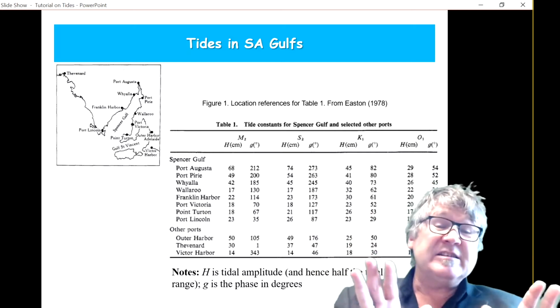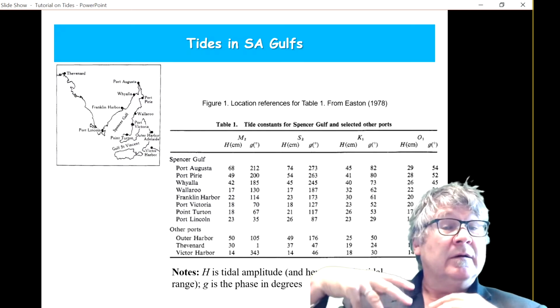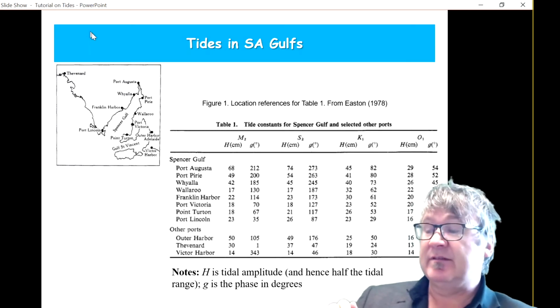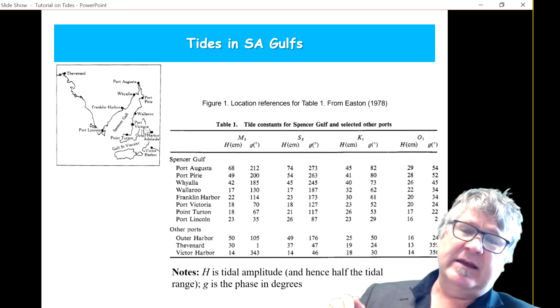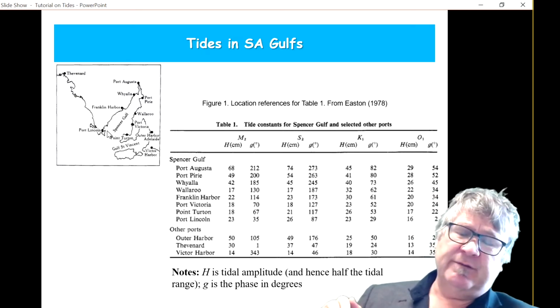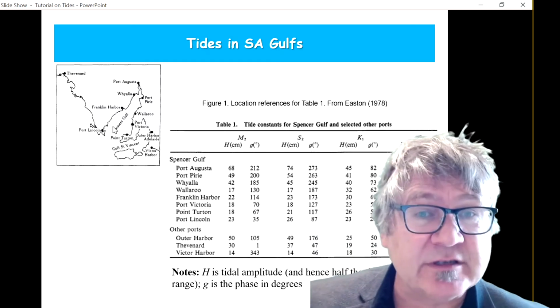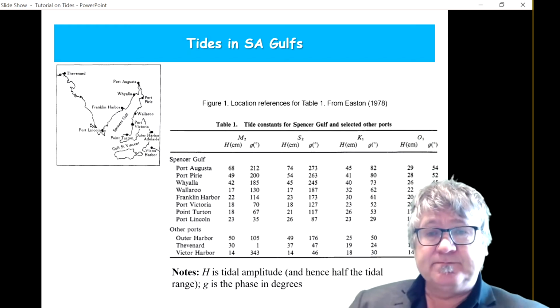So now this is the last bit, and we come back to this table. South Australian Gulfs, different locations. We focus on Spencer Gulf. Spencer Gulf is here. It's about something like 300 kilometers long, maybe 30, 40 kilometers across. So it's a large estuary. It's an inverse estuary. But anyway, we're talking about tides.